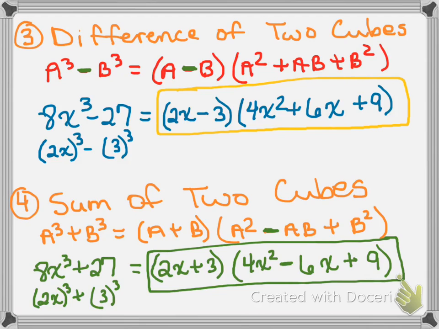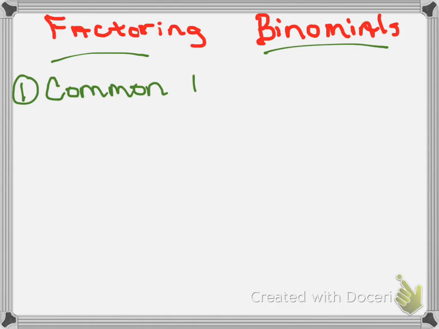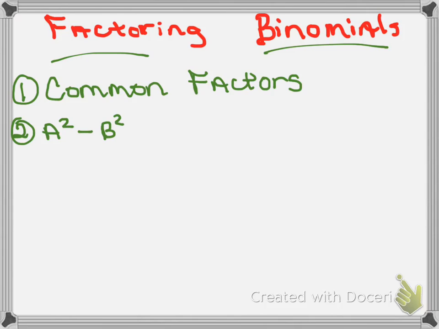Alright, so let's review. When we are factoring binomials, there are 4 things that we want to look for. Number 1, look for common factors. Always factor out any common factors in your two terms first. After factoring out any common factors, then you want to begin to look for the 3 patterns that we discussed. You may have the difference of two squares, a perfect square minus a perfect square. Remember, this will factor into a minus b times a plus b.